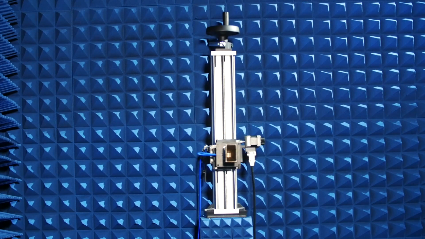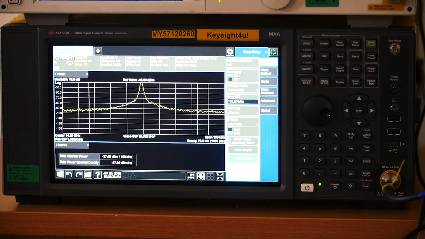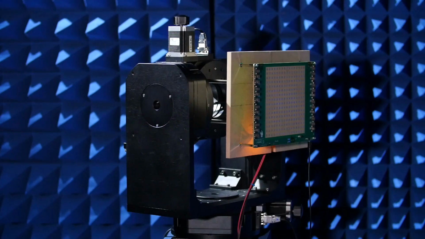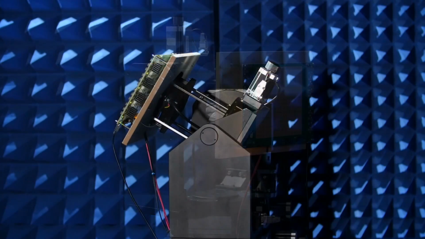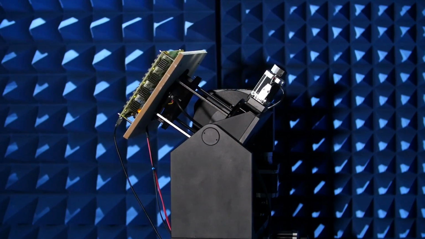The transmitted signal is received by a horn antenna at the other end of the chamber and sent back to a spectrum analyzer outside the chamber for measurements. The positioner is rotated in the horizontal and vertical planes to collect radiation patterns. In the first demo, we will configure the antenna to transmit a single beam at various steering angles and do a sweep over the polar plane.